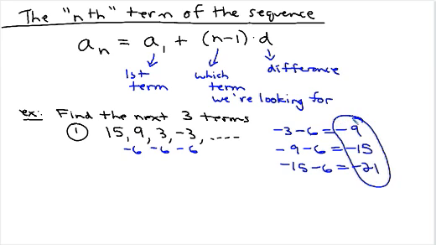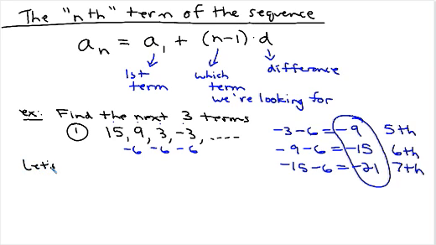Well, which terms are those? 1, 2, 3, 4. This is the 5th term. This is the 6th term. This is the 7th term. All right? What if they said find the 10th term of this sequence? Now you could keep subtracting 6, or you can use the formula.